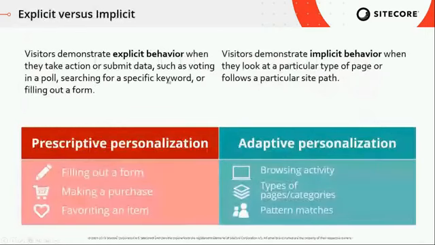So first of all, let's talk about the behavior of the visitors when they come in. When they come into your website, they'll do things voluntarily on their own. They'll submit data by filling in a form and clicking on the submit button. They might take action like voting in a poll. They might be intentionally searching for content on your site. You'll notice down below, we call that prescriptive personalization: fill out a form, make a purchase, mark something as a favorite. So we're getting explicit behavior from that visitor, from that action.